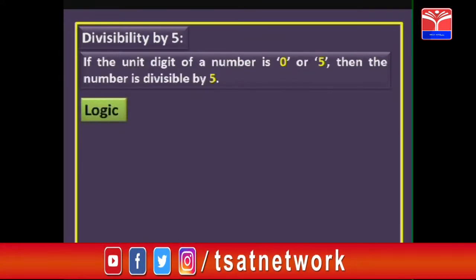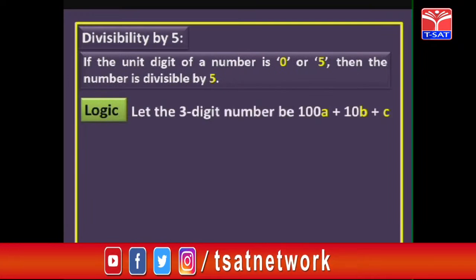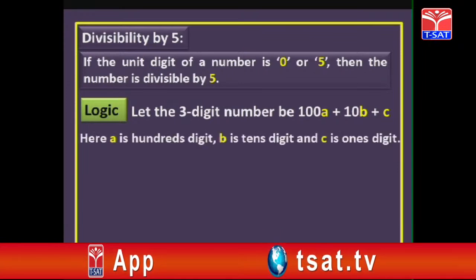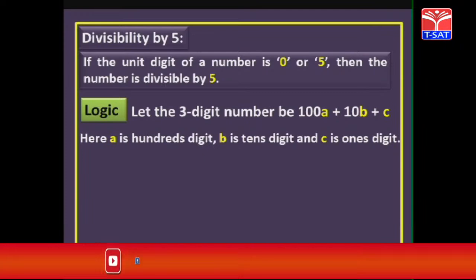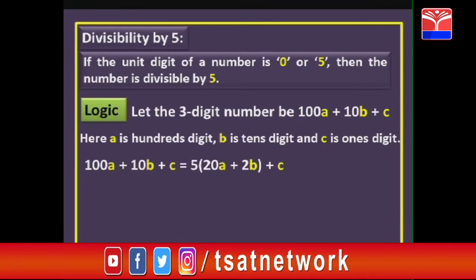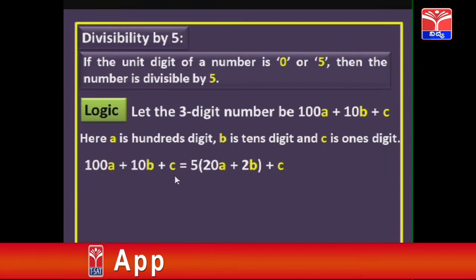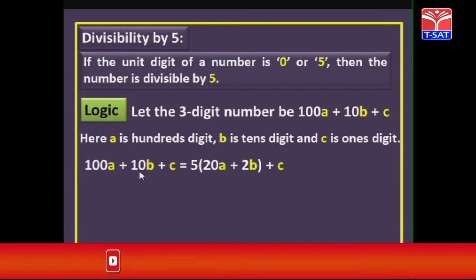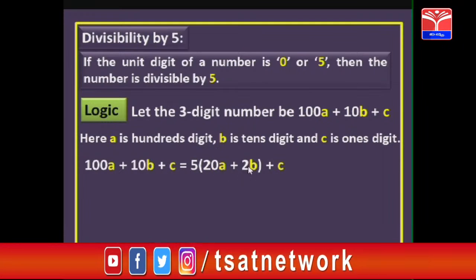Let us understand the logic behind these, children. Let us consider a 3-digit number as 100A plus 10B plus C. Here A is the hundreds digit, B is the tens digit, and C is the ones digit. Now, 100A plus 10B plus C can be written as 5 into (20A plus 2B) plus C. Why? Because in these two terms, I have taken 5 as a common factor.